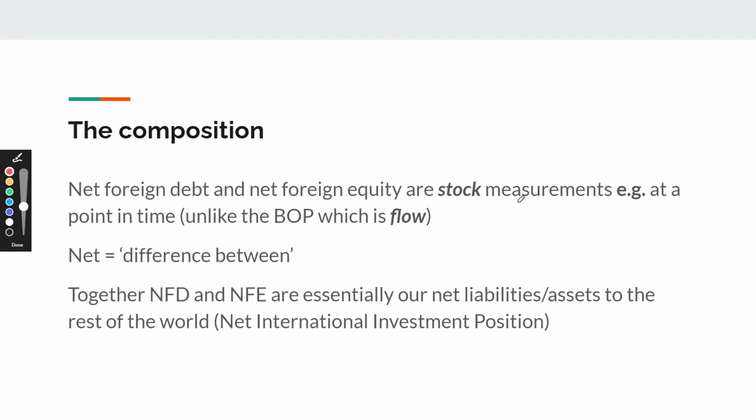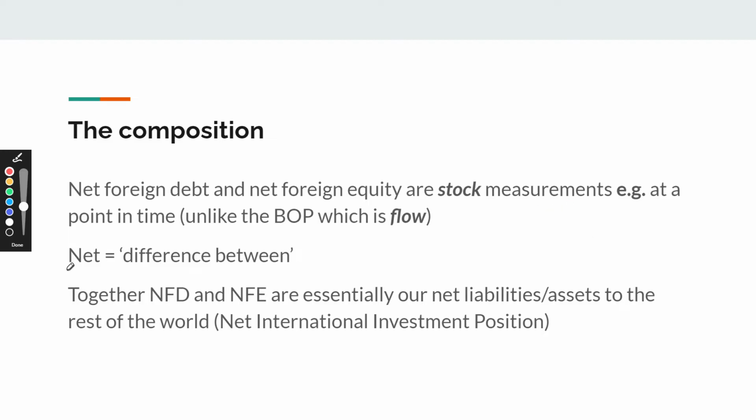So just to give you a silly example, a stock measurement for you would be, as of today, how much money do you have in your bank account? That's a measurement at a point in time. A flow variable might be, how much did you earn and spend over the last week? Okay, so we're measuring changes over a period of time.